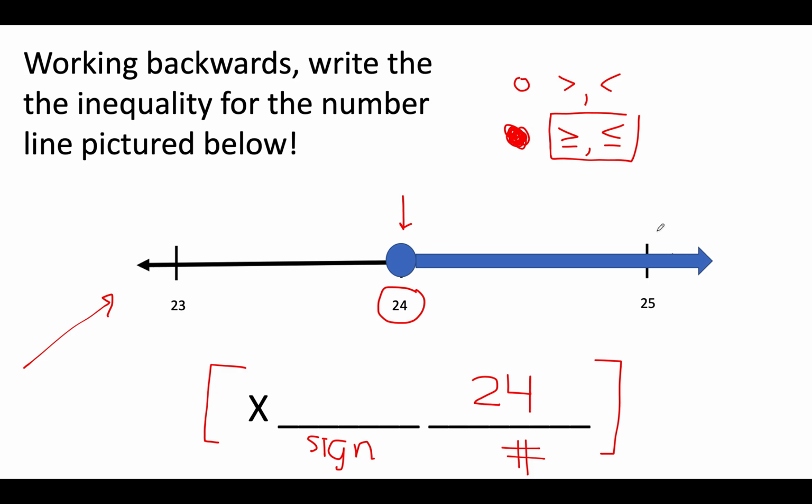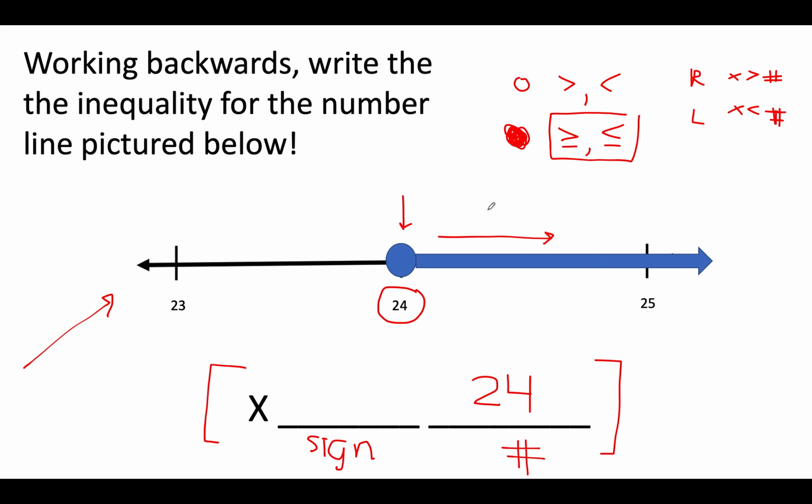So that's where we're going to look at the shading. In this case, we're shading right. And remember, if we shade right, we are going to be eating x. If we shade left, we're going to be eating the number. Terrible number sign. Pen's not cooperating with me today.